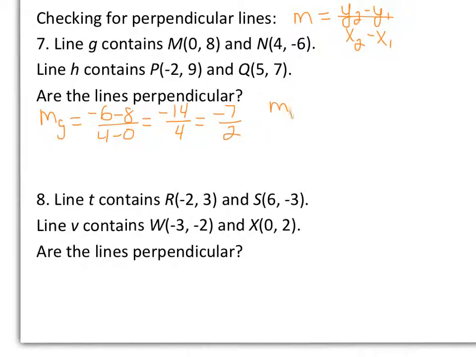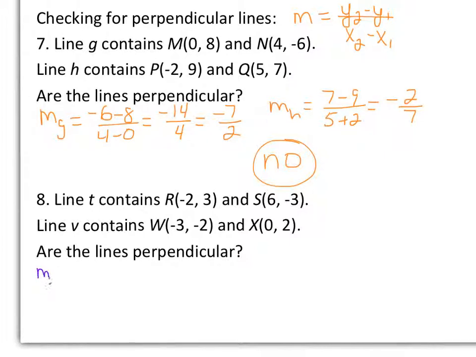And find the slope of line H. We get a negative 2 over 7. So yes, 7/2 and 2/7 are reciprocals of one another. However, they have the same sign. They're both negative. So therefore, these two lines are not perpendicular. So it's a no.